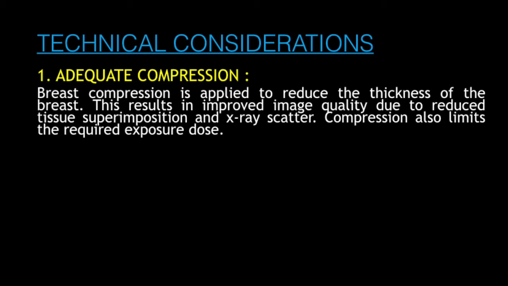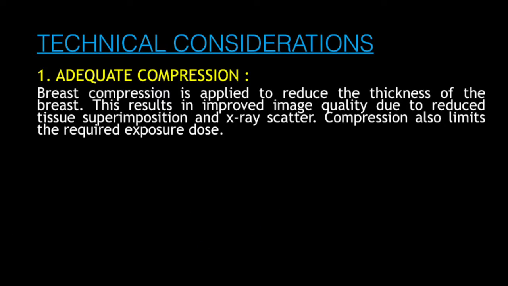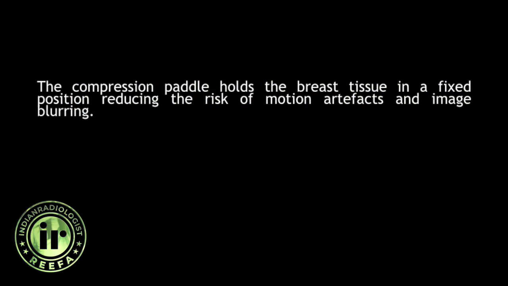Now we start with adequate compression. Breast compression is applied to reduce the thickness of the breast. This results in improved image quality due to reduced tissue superimposition and X-ray scatter. Compression also limits the required exposure dose. The compression paddle holds the breast tissue in a fixed position, reducing the risk of motion artifacts and image blurring.